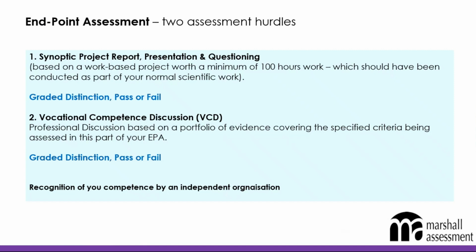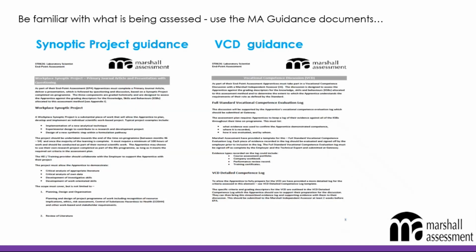And then the second hurdle that you'll be assessed against will be the vocational competence discussion, or VCD. So this is a professional discussion with you and the independent assessor from Marshall Assessment, and it will be based on that portfolio of evidence that you created whilst you were on programme. So it covers all of the other criteria that are being assessed that are outside of that project. And again, this is graded at distinction, pass or fail. So the percentage or rating for each hurdle is the same. It's 50-50. And the grades are the same for both. So that's what you can expect to experience during your endpoint assessment window.